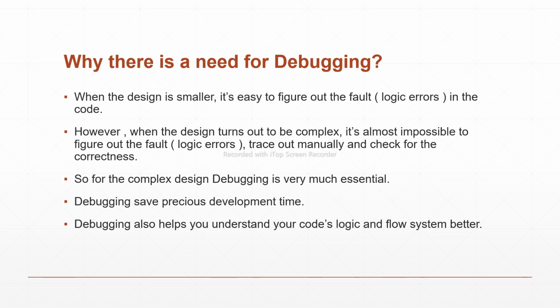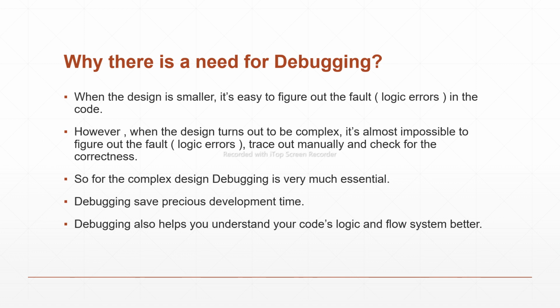First things first, we should ask ourselves, why do we need something? So, debugging, why do we need debugging? When the design is smaller, it's quite easy to figure out the fault which you have committed in the code. However, when the design turns out to be complex, it becomes almost impossible to figure out the fault. Usually we commit logical errors, because the syntax errors are flagged by the compiler itself.